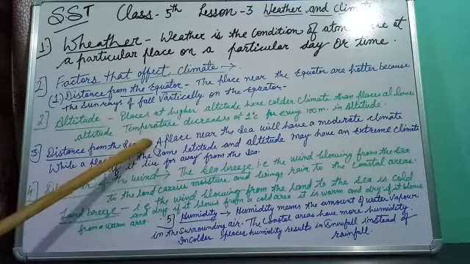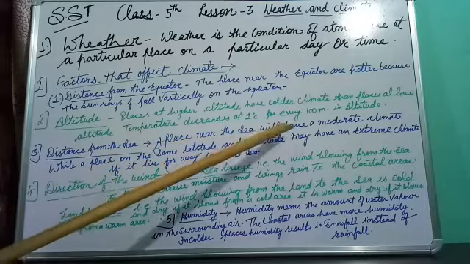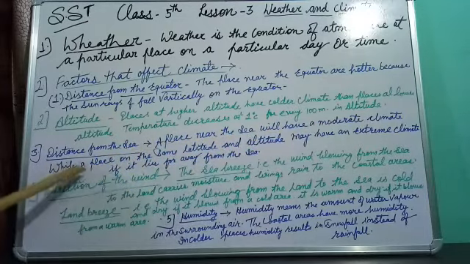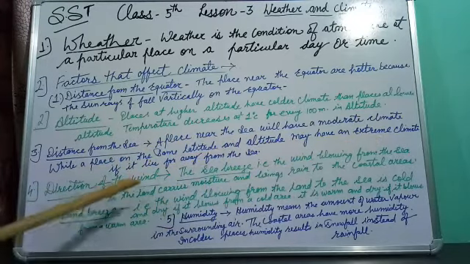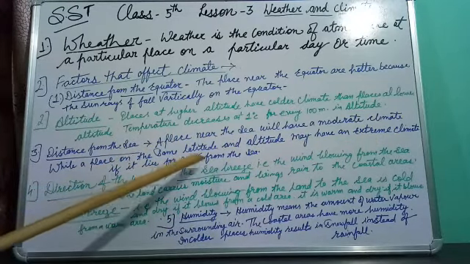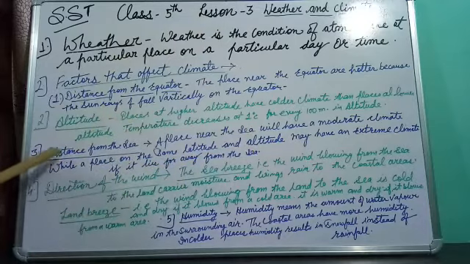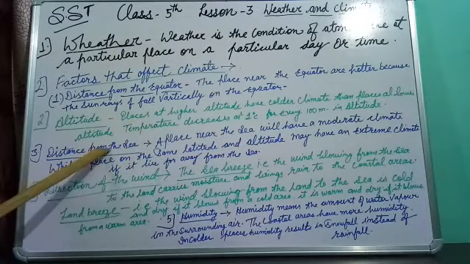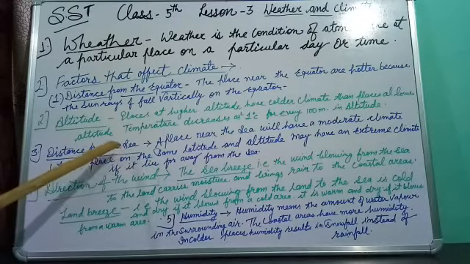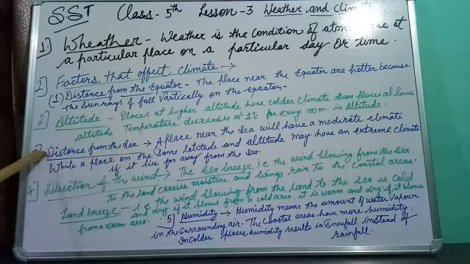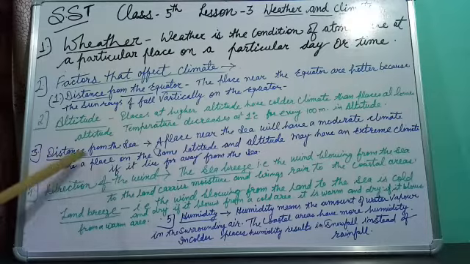sea. A place near the sea will have a moderate climate, while a place on the same latitude and altitude may have an extreme climate if it lies far away from the sea. The coastal area of India experiences less contrast in temperature, while in North India, the difference in summer and winter temperature is very high. That's why Chennai is neither very hot in summer nor very cold in winters.